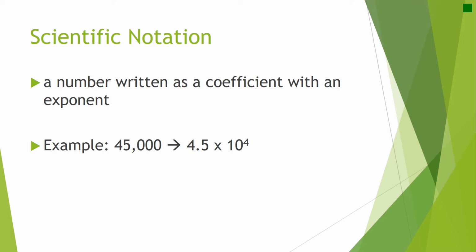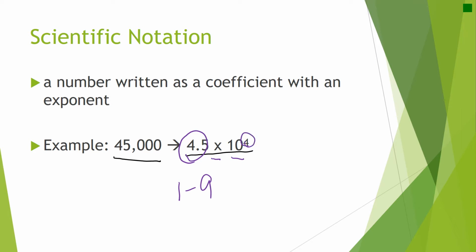So the example of scientific notation would be, instead of writing 45,000, which would be known as standard notation, you would change it to scientific or exponential notation, and that would be 4.5 times 10 to the fourth. Now, key for this is that the number before the times sign has to be between 1 and 9. So 4.5 is between 1 and 9. And then you always do times and then 10 and then the exponent.